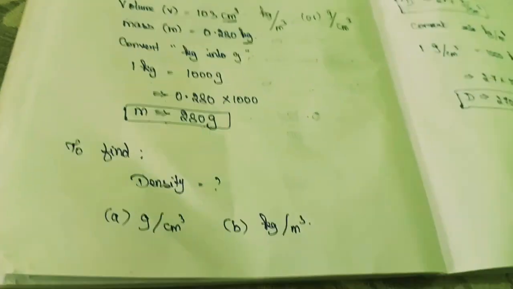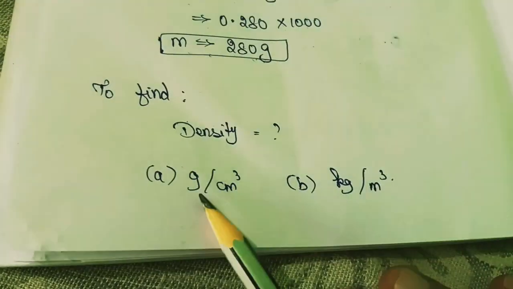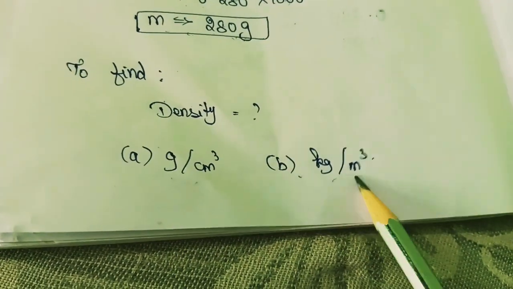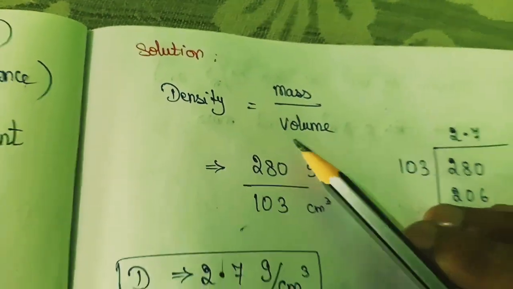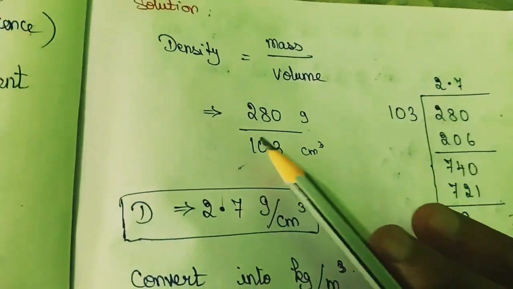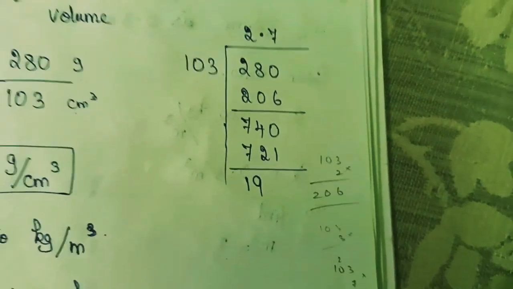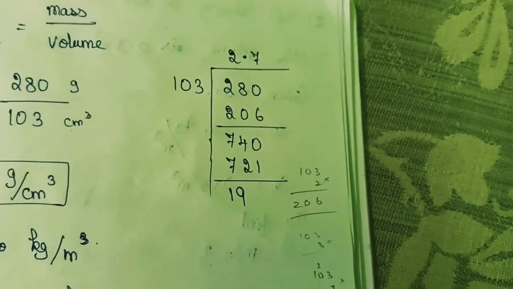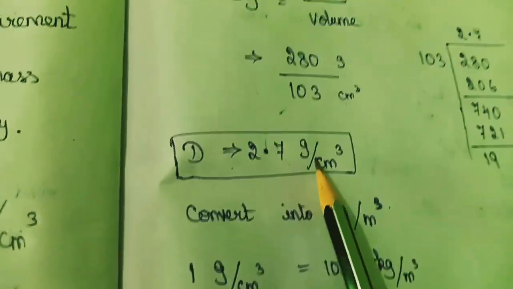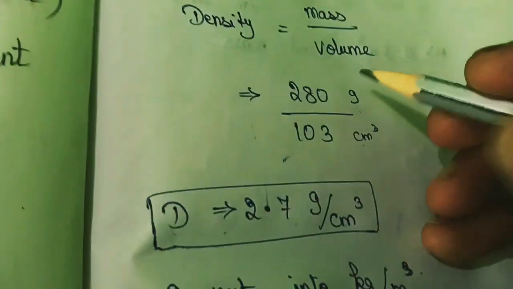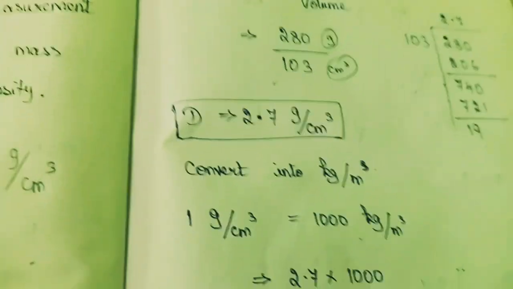Now I'm going to substitute in the density formula. And one more thing, I have to find in the form of gram by centimeter cube as well as kilogram by meter cube. Density is equal to mass by volume. So mass 280 gram and volume 103 centimeter cube. When you divide it, kindly see the division. Density is equal to 2.7 gram by centimeter cube, because you substituted gram as well as centimeter cube, so the same unit will come for the answer also.